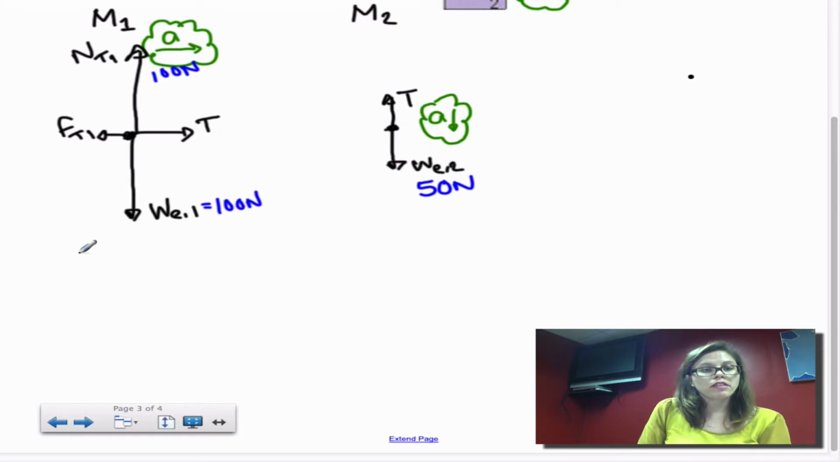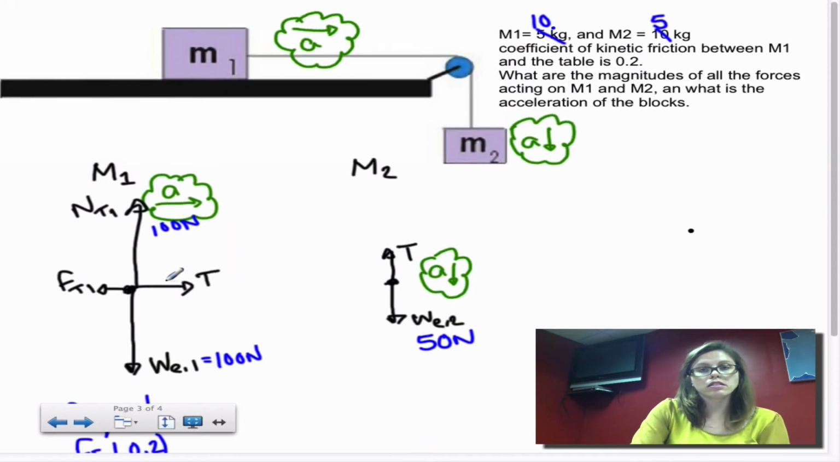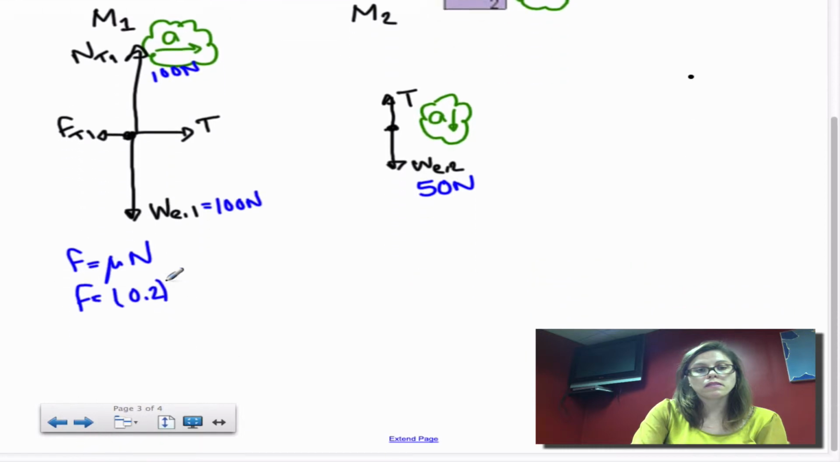If we solve for the friction, we could use that fun equation, right? F equals mu N. So friction is equal to, I think it's 0.2. Let me double check that. Yep. 0.2 times that normal, which is 100. So the friction is equal to 20 newtons. I'll put that right there.